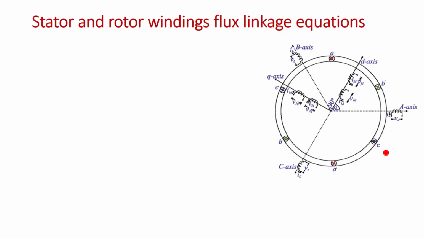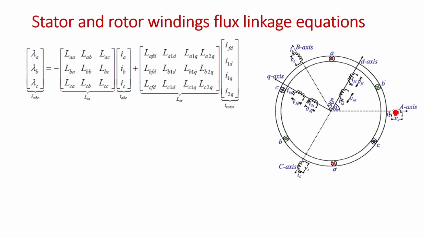Stator and rotor winding flux linkage equations. In the same fashion, we can write the flux linkage equations. So now I'll write the lambda A equation: lambda A, lambda B, lambda C, three equations. Now I will write the flux linkage equation in terms of the inductance and the current. First I will consider the stator inductances, mutual as well as self-inductance, and then I will consider the mutual inductance between the stator and rotor circuits, individually.